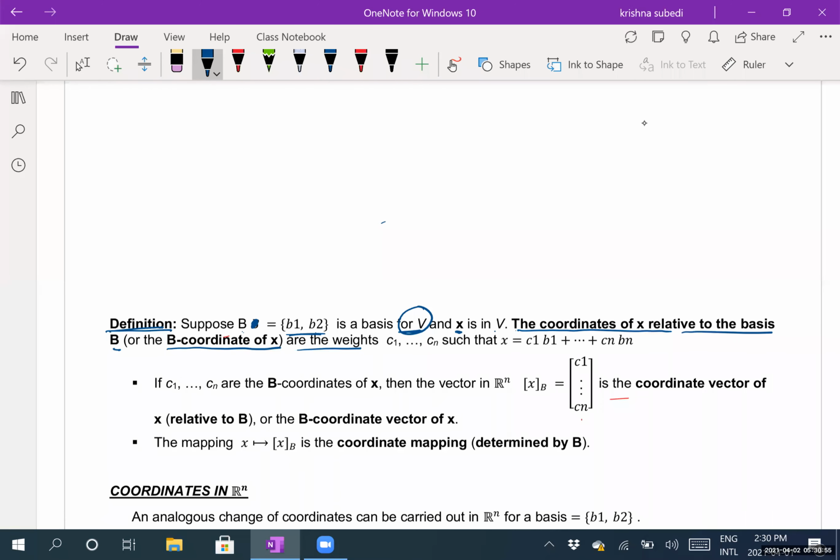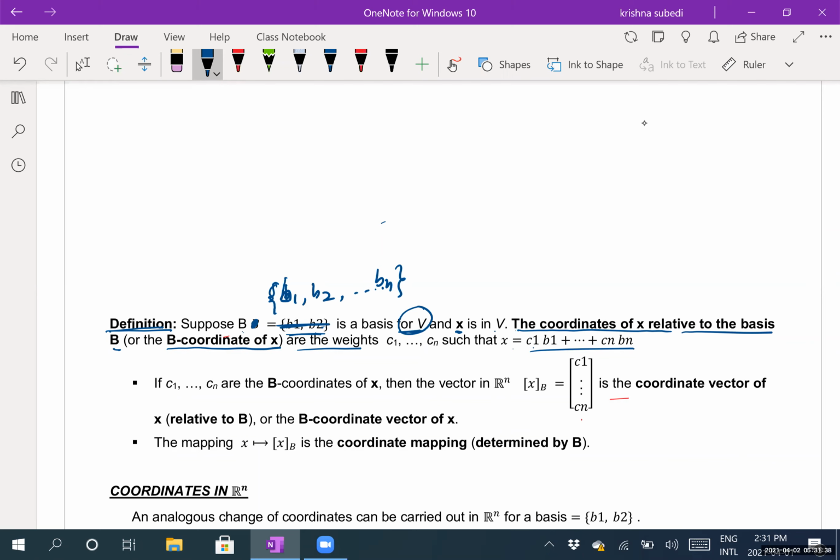weights, or you can say scalars, C sub 1, C sub 2, all the way up to C sub n, such that X equals C sub 1, B sub 1. Actually, this B is not B1, B2 only. So I'll write this as B1, B2, Bn. Okay, so that's the basis. Now X can be written as C sub 1 B sub 1 plus C sub 2 B sub 2 plus all the way up to C sub n B sub n.